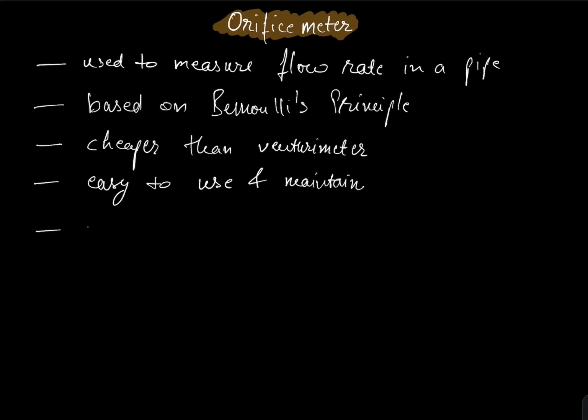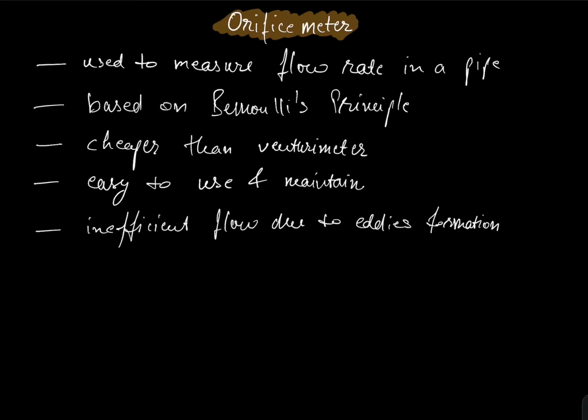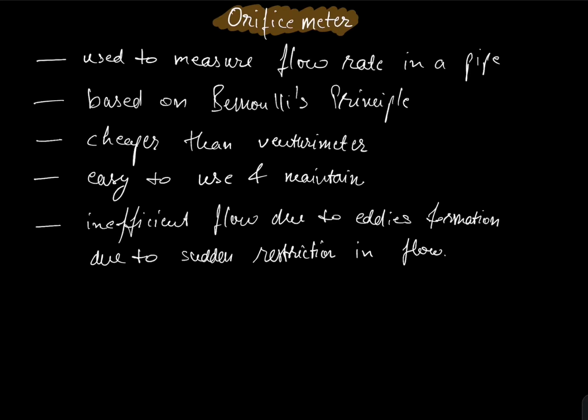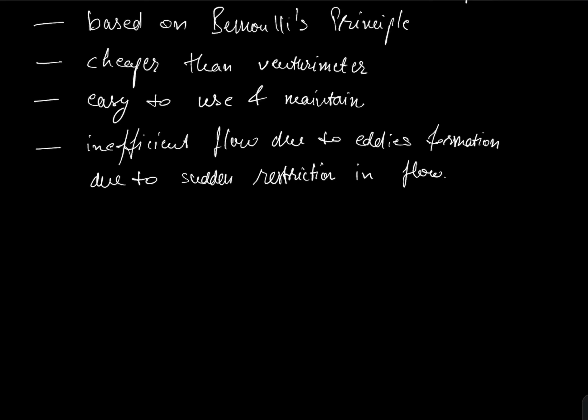It has inefficient flow. Why? Inefficient flow due to eddies formation. There is a formation of eddy currents. Why? Due to sudden contraction, sudden restriction in flow, there is eddies formation in case of orifice meter. However, that's not the case with Venturi meter. You will get the feel for what I am saying a little bit later. Okay, this is just an introduction to orifice meter.